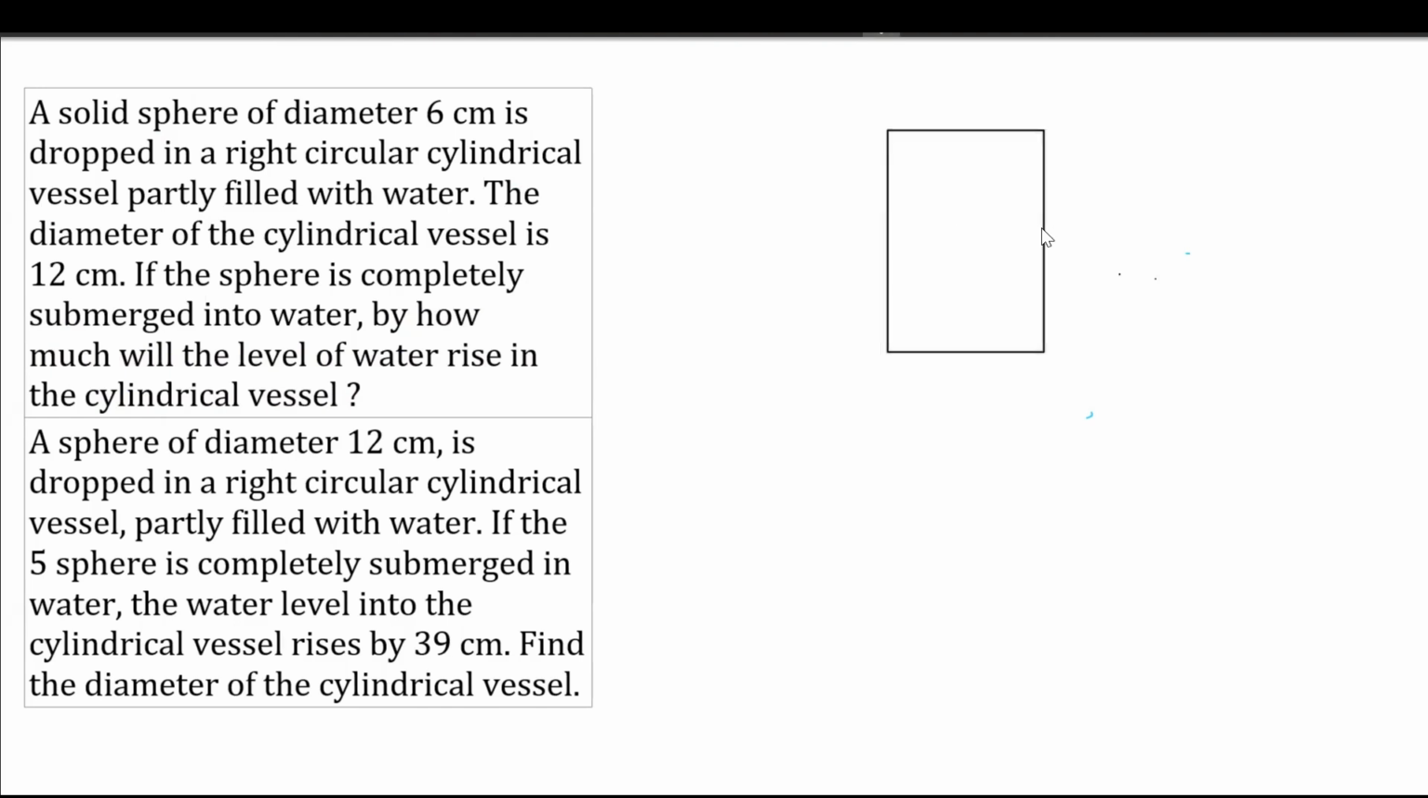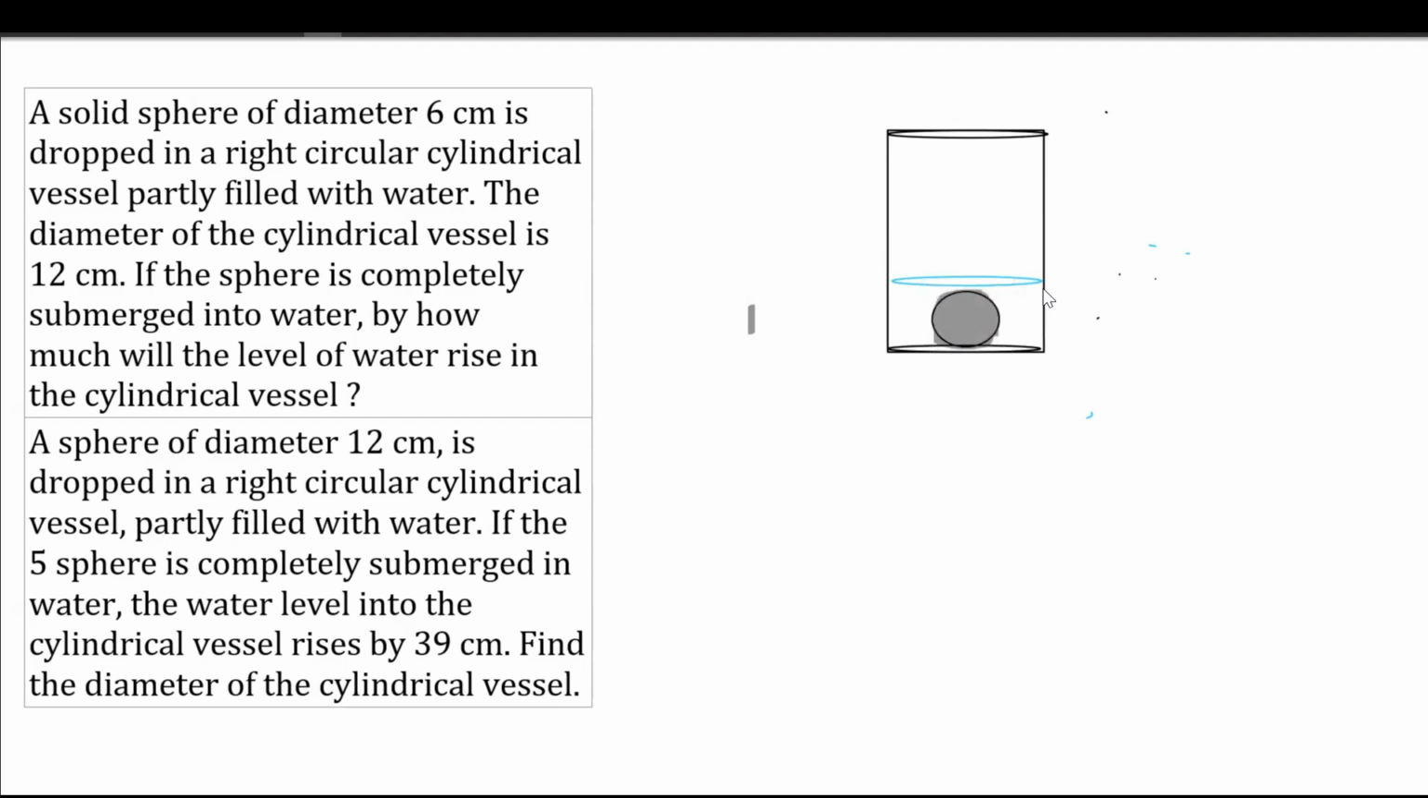I made a cylinder. Let's say these are its circular bases. And then it has water to some level. Let's say the water was present up to this height, right? Let's say this was the level of water initially before the sphere was dropped. And then what we are going to do is to drop one sphere inside it. So let's say I take one circle and say this is a sphere, right? And this sphere is dropped into this so that it is completely submerged into the water.